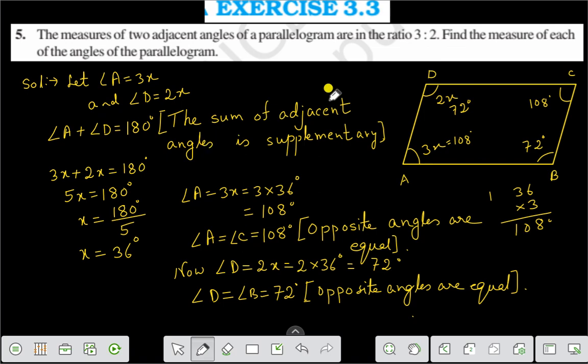What we have taken: since the angles are in the ratio of 3 to 2, let's take angle A is equal to 3x and angle D is equal to 2x, because these are the adjacent angles. And we know that the sum of the adjacent angles is supplementary. Therefore, angle A plus angle D is equal to 180 degrees. We find the value of x is 36 degrees, and angle A is equal to 3x, that is 108 degrees, and angle A is equal to angle C because opposite angles are equal in a parallelogram. Angle D is equal to 2x, that is 72 degrees. Therefore, angle D is equal to angle B, that is 72 degrees, because the opposite angles are equal.